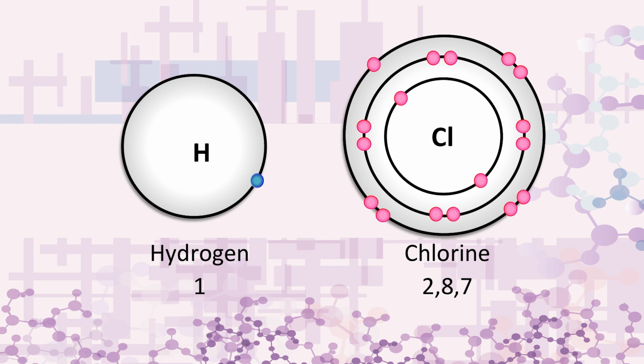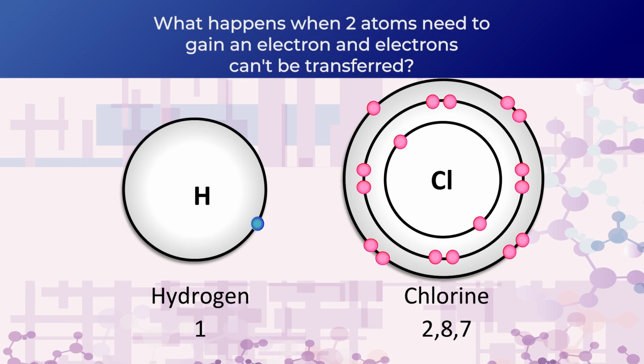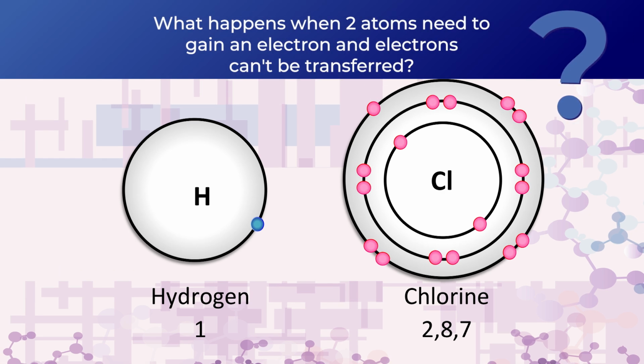So what happens now? We have 2 elements that need to gain electrons to become stable, so there can't be any transferring of electrons. Are we stuck?